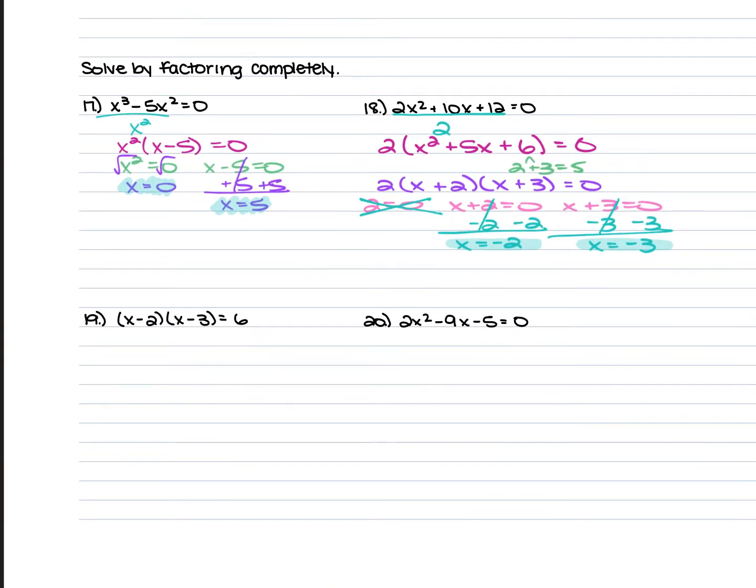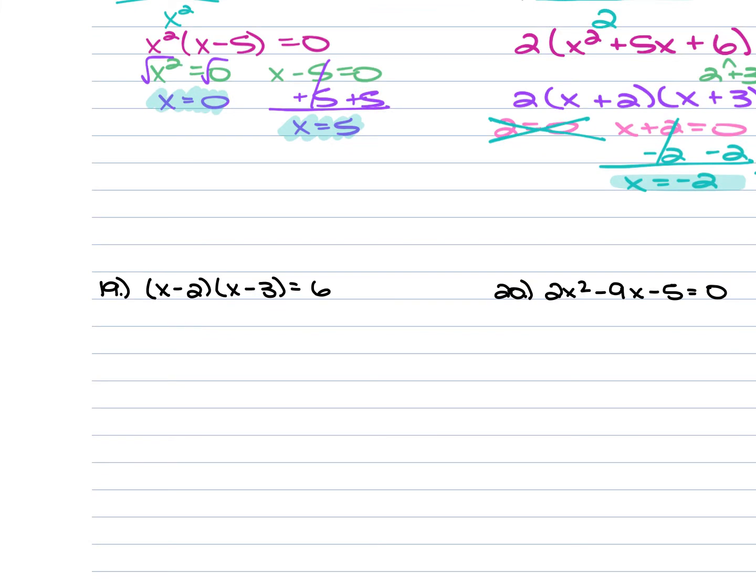For number 19, you have x minus 2 times x minus 3 is equal to 6. You want your equation to be equal to 0, not equal to this 6. So you have to FOIL out the left side first, then move that 6 over, and then refactor it and solve. So for this one, to FOIL this out, your x times x is x squared.